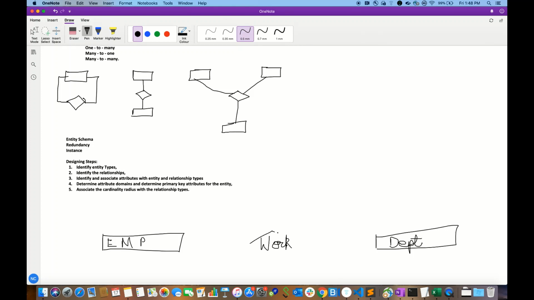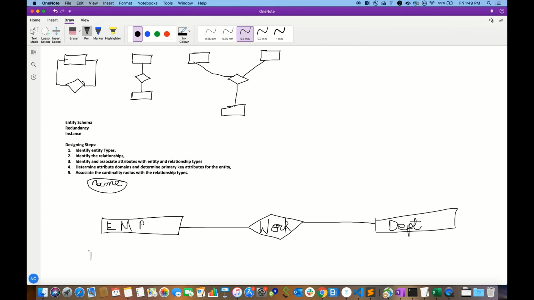So let's represent it with a rhombus and associate them with each other. Now representing the attributes, it has an attribute called name, and it will be represented by an ellipse, and the primary key should be ID. It is also an attribute, and the primary key should be underlined. They are directly related to the employee.